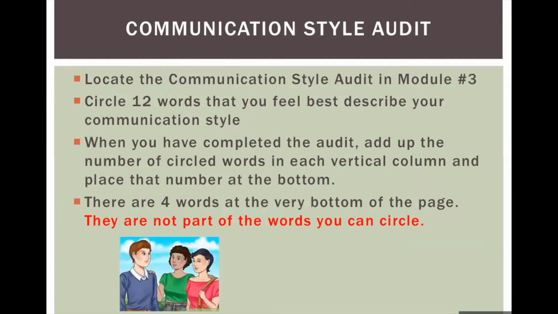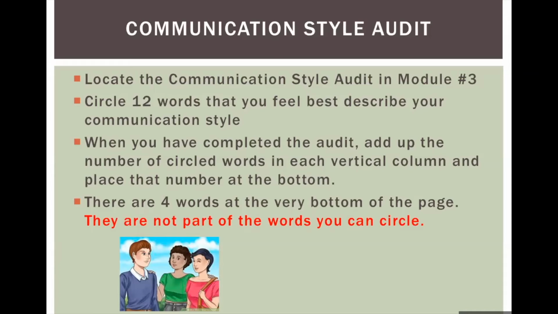The California Early Childhood Mentor Program has used this communication style audit at its Director Mentor Institutes for several years. And after facilitating several of these, I can tell you that this is a favorite activity at those events. Locate the communication style audit in Module 3. Download a copy of the audit and look at the words. They are arranged in 4 vertical columns. Read through the words and circle exactly 12 words, no more, no less.